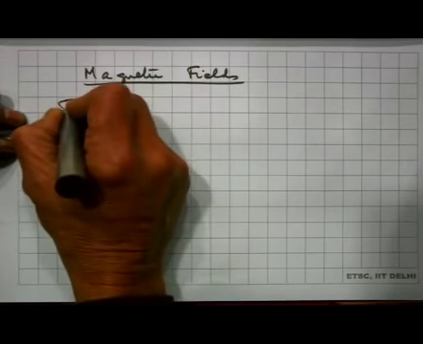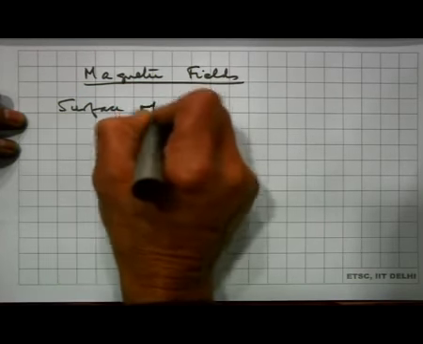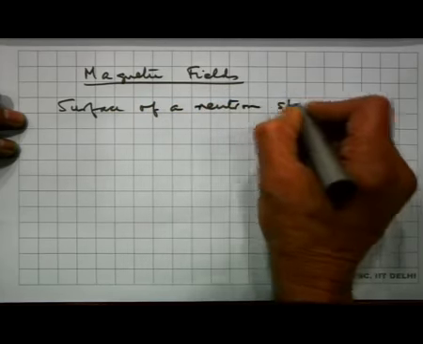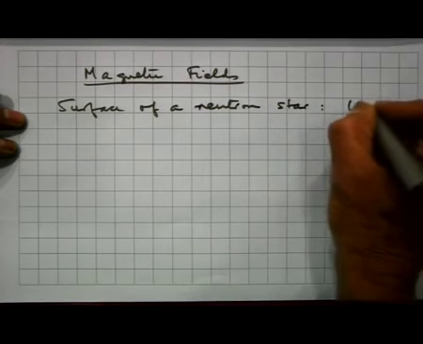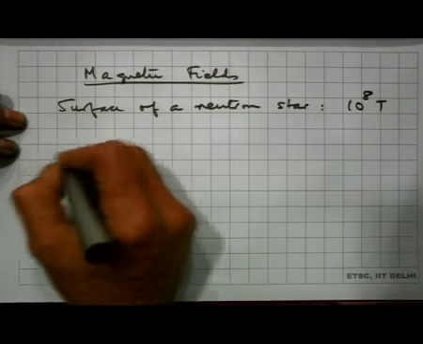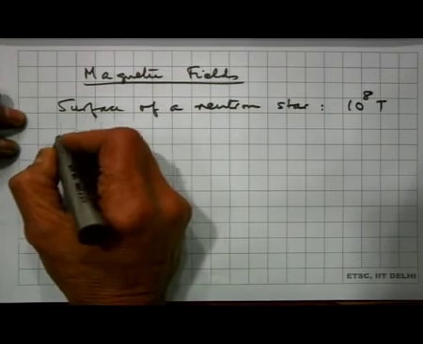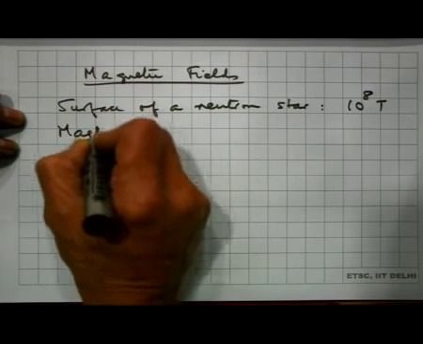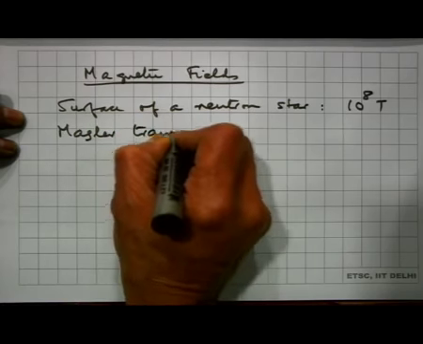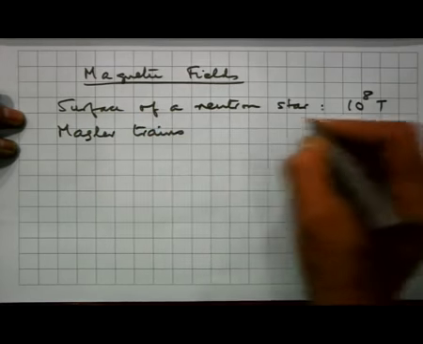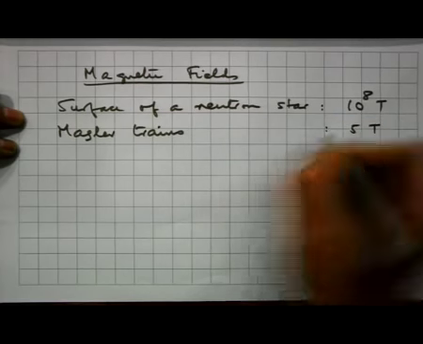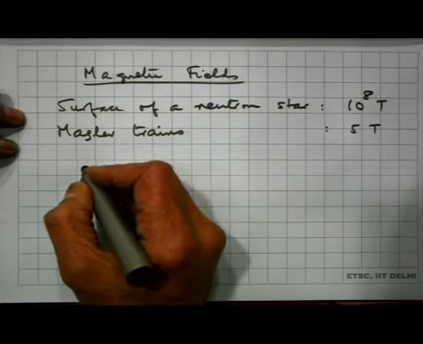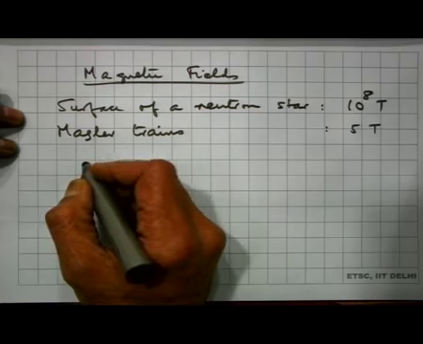So if you go to the surface of a neutron star, the field is 100 million Tesla. In one of my early lectures, I had mentioned trains which are super fast, called magnetic levitation trains. In those trains, we use magnetic fields of the order of 5 Tesla. So these are trains which are floating because of magnetic forces, and they can run at very high speeds.